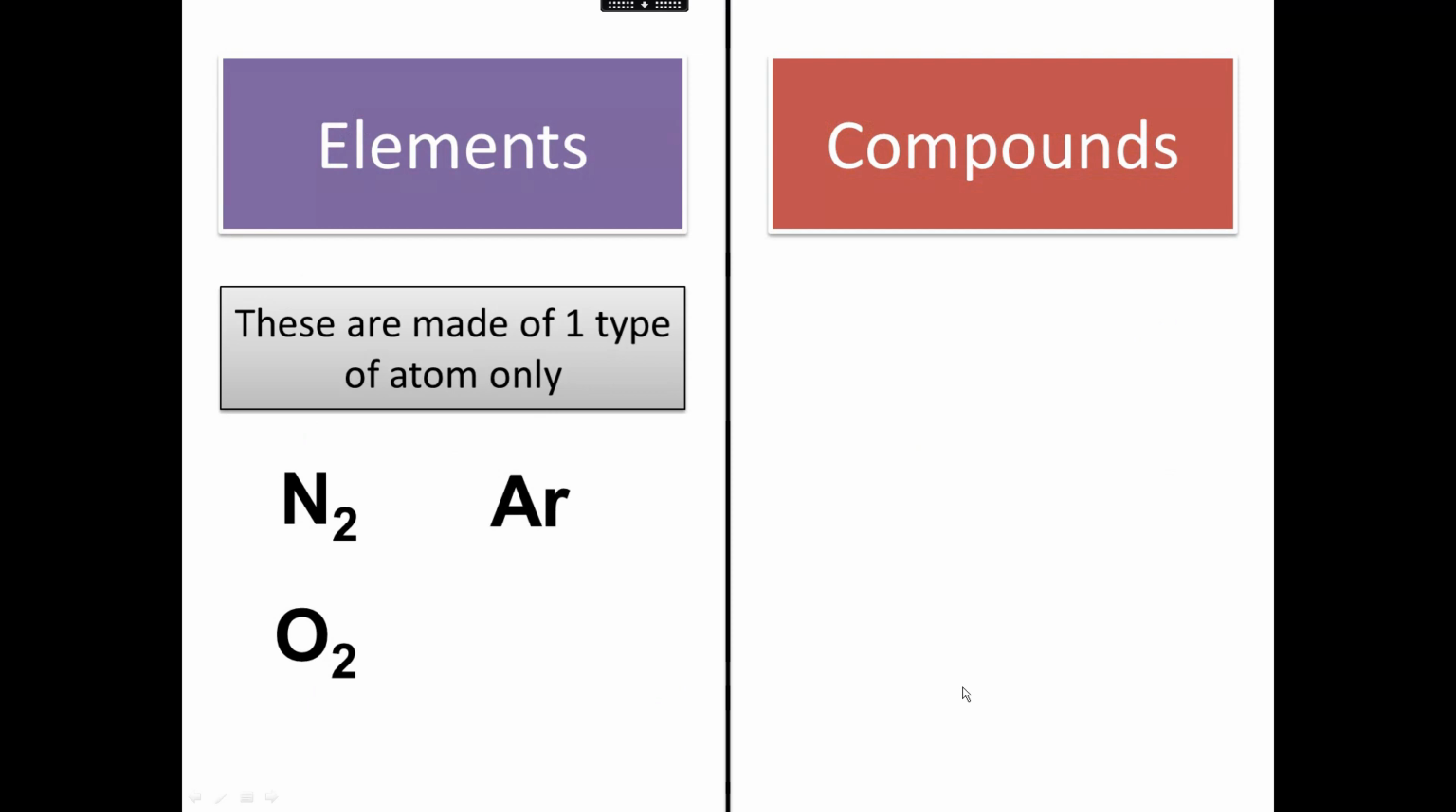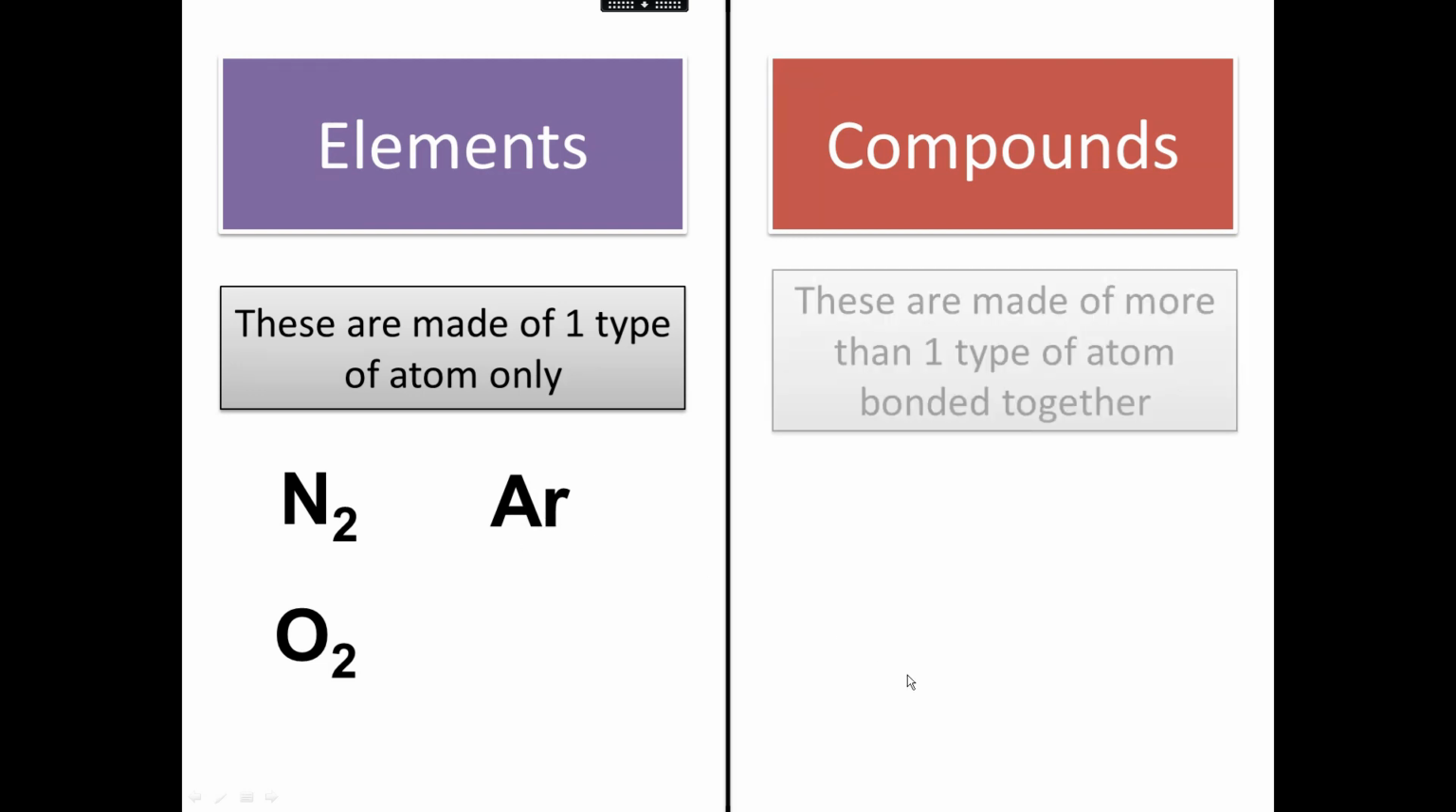So let's summarize that. Elements are made of one type of atom only. You can see that from the chemical formula, only one symbol. Remember that each element starts with a capital letter. If there's a small lowercase letter, it's part of the same symbol. So Ar stands for argon. It's not two separate atoms. Ar is the symbol for argon.